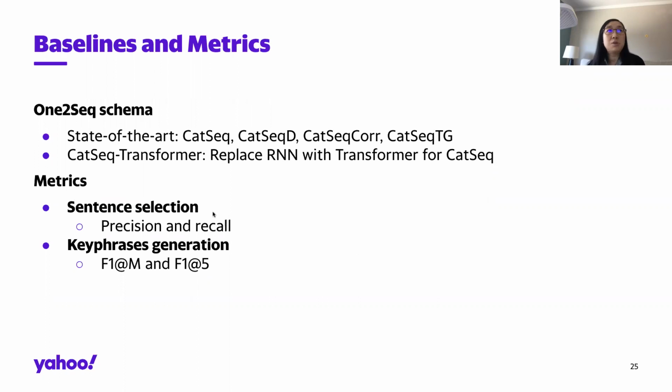Then as evaluation metrics, we evaluate our sentence selector using precision and recall. For key phrase generation, we use F1 at M and F1 at 5. Here M basically means the actual number of key phrases being generated. Remember that with our approach, we don't predefine the number K, but let each document generate its own number. In the case of F1 at 5, when not enough key phrases are generated, we add random keywords, so they are automatically considered bad keywords.